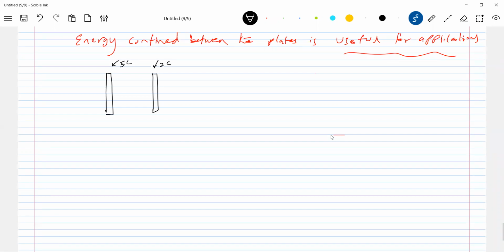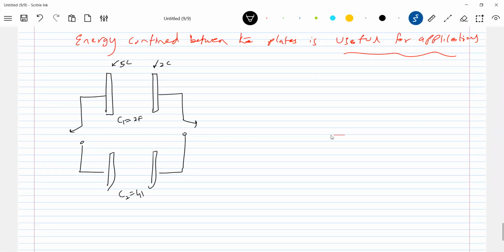I'll give charges of 5 coulomb and 2 coulomb. So the capacitance of this is 2 farad. This one is uncharged; let its capacitance be 4 farad. What will be the charge on it after closing the switches? First we'll give charges to capacitor C1, then I'll close the switches.